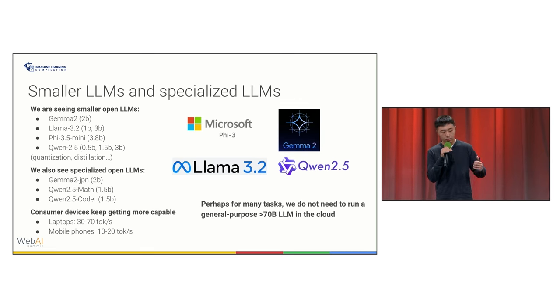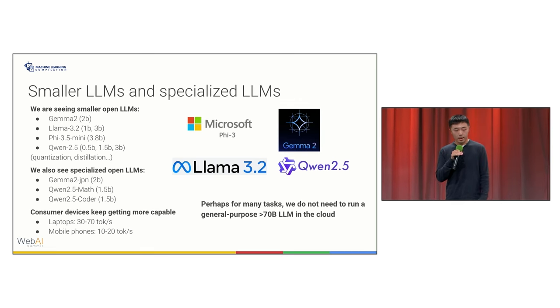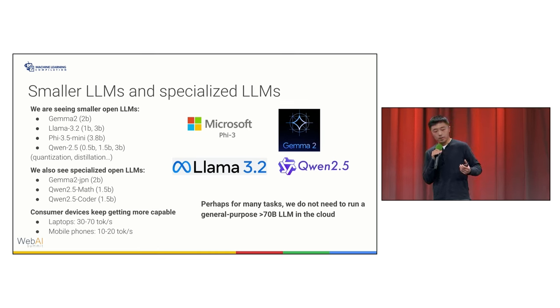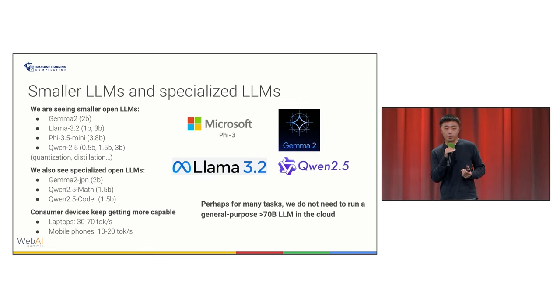On the other hand, for consumer devices, we see that they are getting much more performant. For instance, for a 3 billion parameter model, 4-bit quantized, we can see 30 to 70 tokens per second generation on a laptop, and 10 to 20 tokens per second on mobile phones. So this is very usable performance. And given these two trends, it makes one wonder if it's possible to deploy the models locally. That is, for many tasks, maybe we don't need to run a super large model in the cloud.